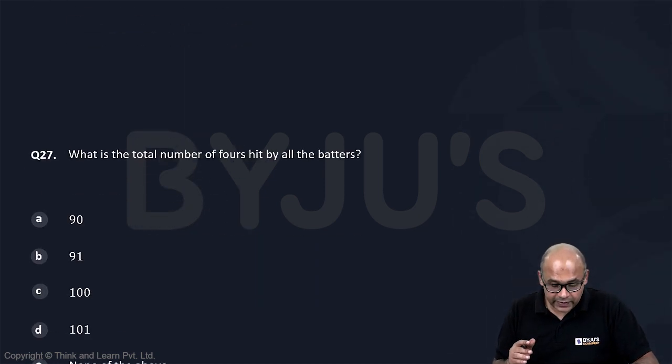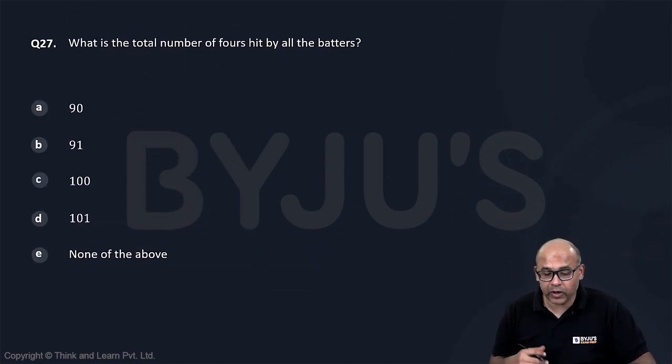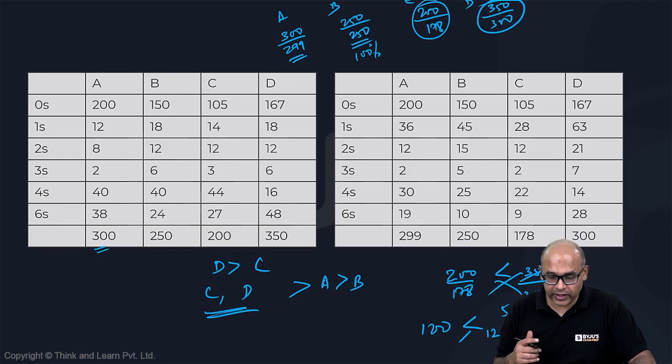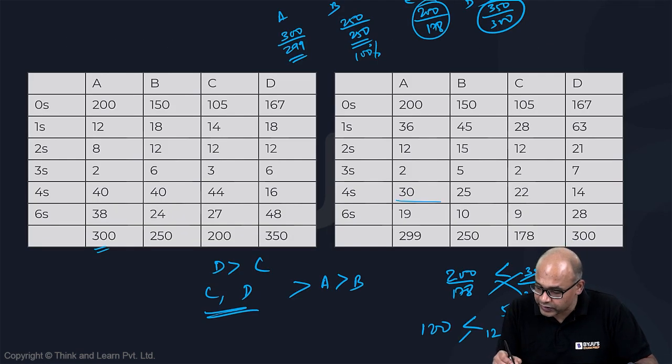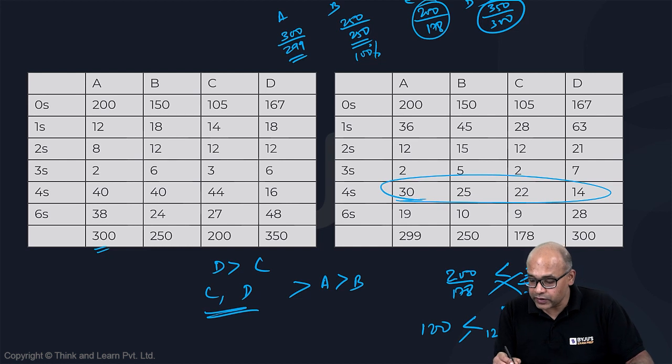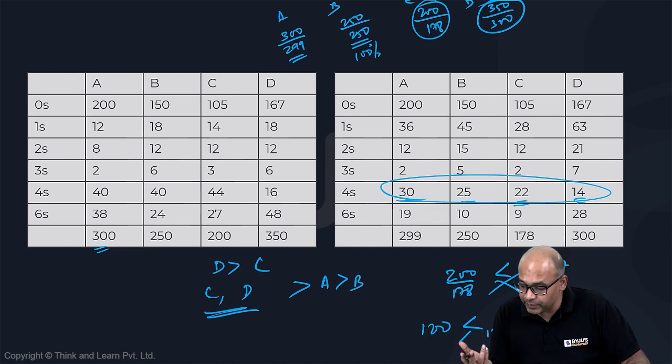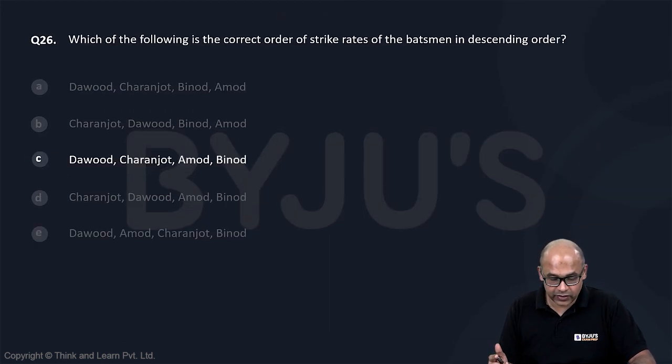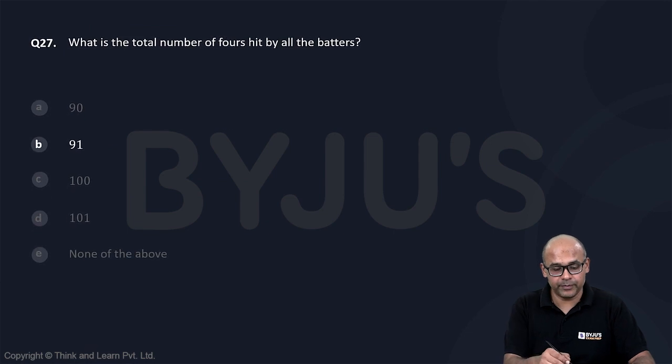Okay. Next. What is the total number of fours hit by all the batters? So this is straightforward. You can take a look at this. Total number of fours hit. So how many balls have been hit as 4? So 30 plus 25, 55. 55 plus 22, 77. 77 plus 14, 91. So the answer here should be 91, option B. So that's your option B, 91.